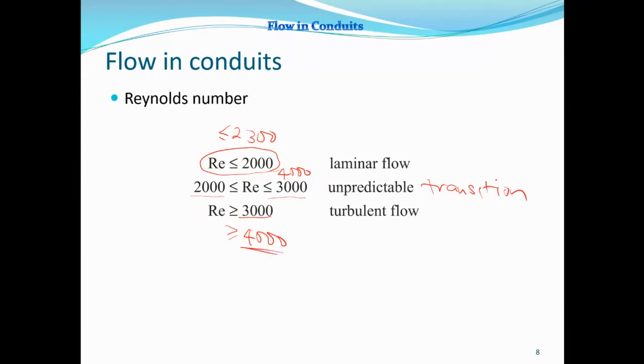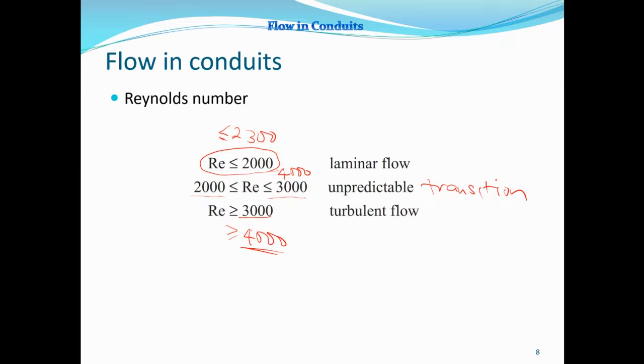Like I said, some texts use different numbers because of the results they observed in the lab. But in this text, 2,000 to 3,000 is transition, and anything after 3,000 is turbulent flow. But don't be surprised if you check other texts and find that turbulent flow starts from 4,000 and laminar flow goes up to 2,300 instead of 2,000.